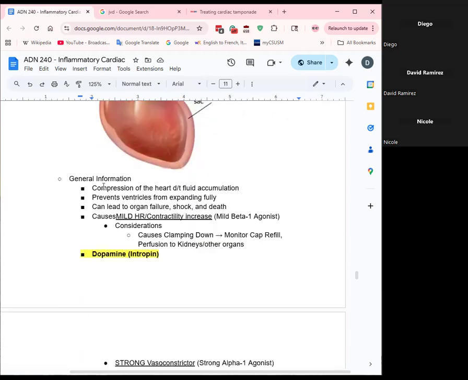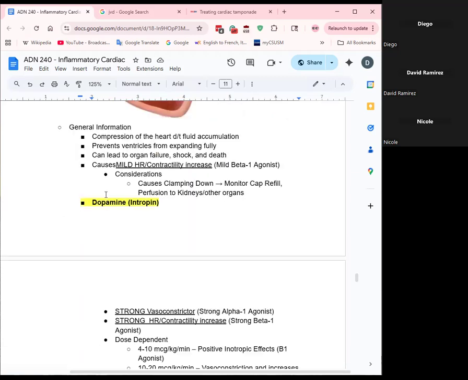So here's some general information. Some considerations of your cardiac tamponade is that your body's going to try to compensate by clamping down. So again, that diastolic is going to be increased. You're going to want to make sure that you're doing your perfusion assessment, right?